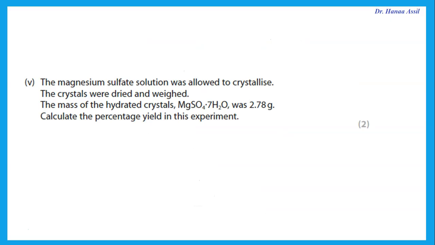The magnesium sulfate solution was allowed to crystallize. The crystals were dried and weighed. The mass of the crystals was 2.78 grams. Calculate the percent yield. Again, to get the percent yield, you should first calculate the theoretical yield. How much should they have obtained?